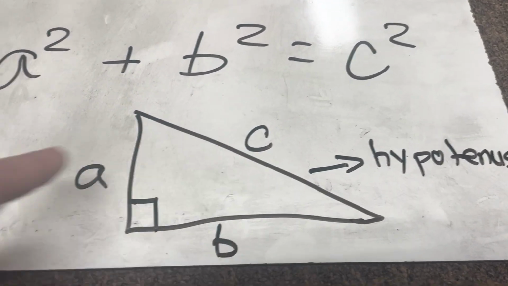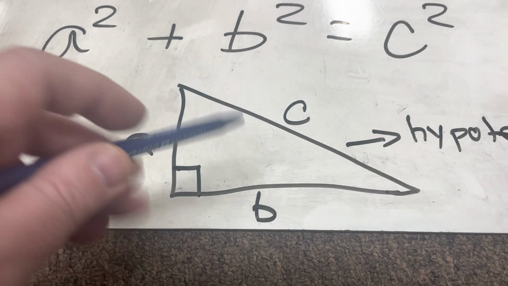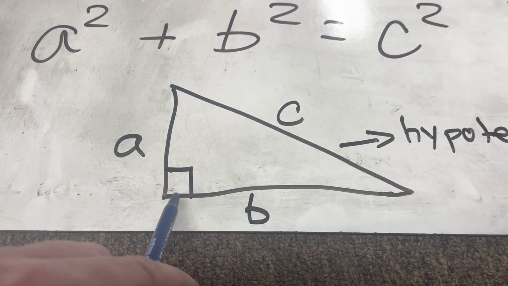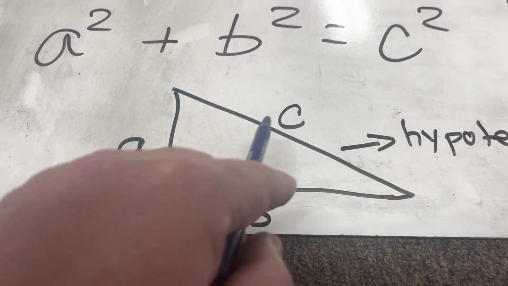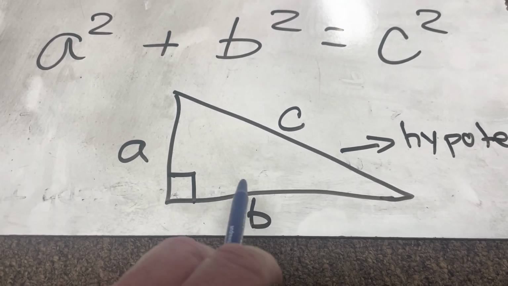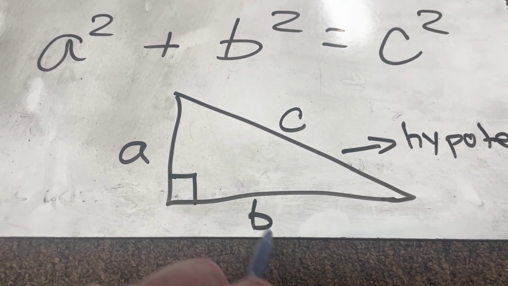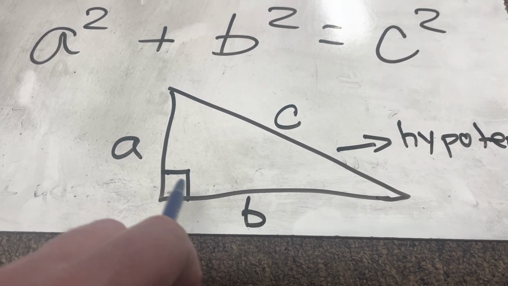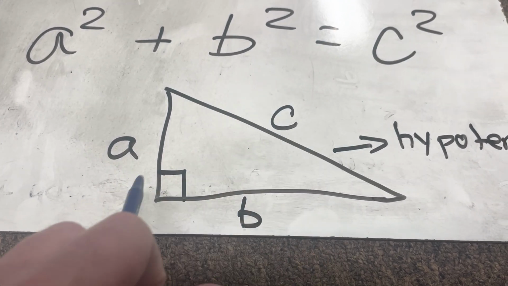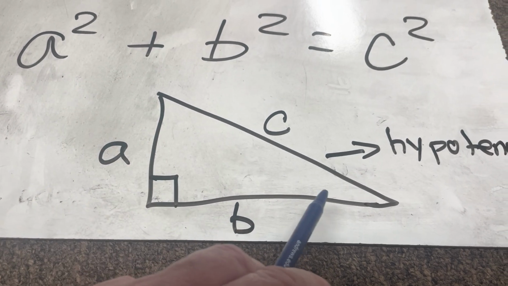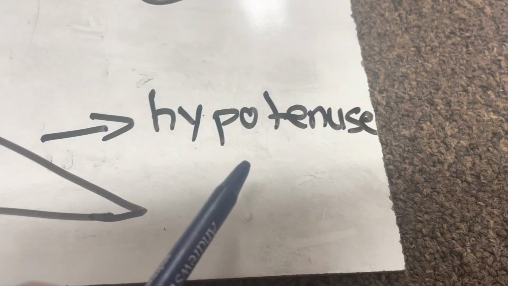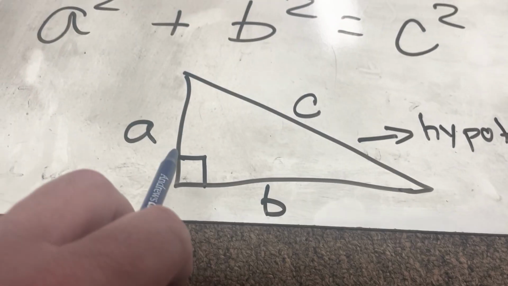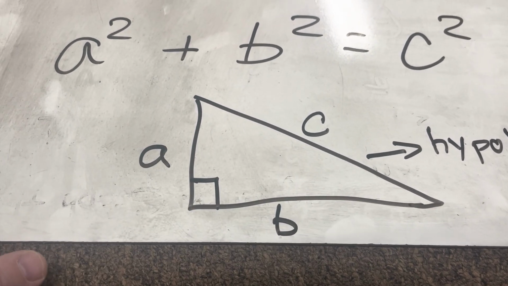So C is always the longest side. In a right triangle, the hypotenuse is always opposite the right angle. The other two, A or B, it really doesn't matter which one you label A or B. What's important is what C is, and that is the longest side, what we call the hypotenuse, and it is opposite where the right angle is.